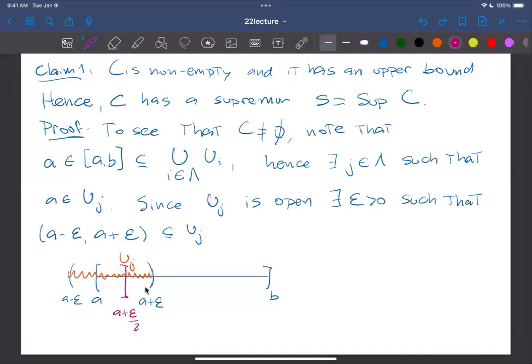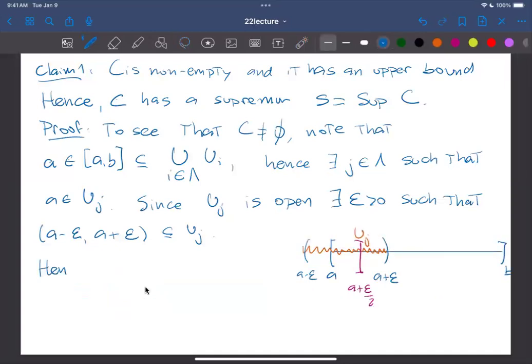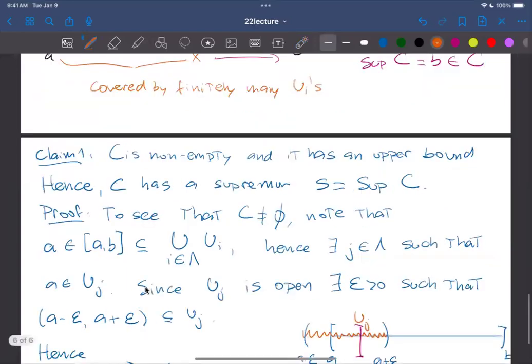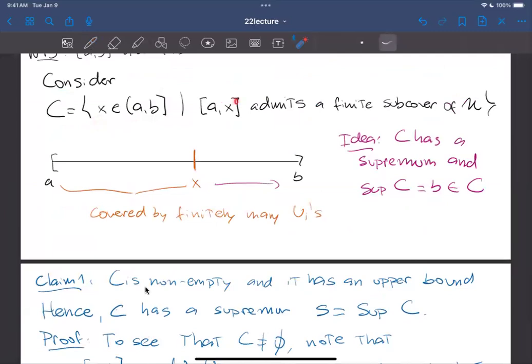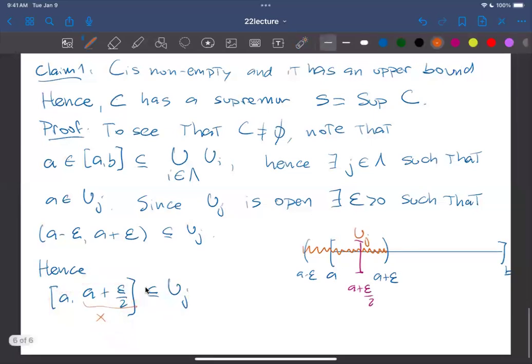And then we're done. Because, let me write them. So in particular, maybe let's move this over here. That's the picture. Hence, the entire closed interval A to A plus epsilon over 2, and now closed, is inside of Uj. So this x, if we take this as x, then we go out to the definition of C, we're trying to take points such that the closure admits a finite subcover. So this guy admits a cover by just one set. This is, of course, a finite subcover. This is just covered with one element.